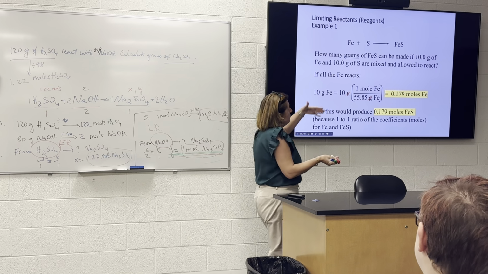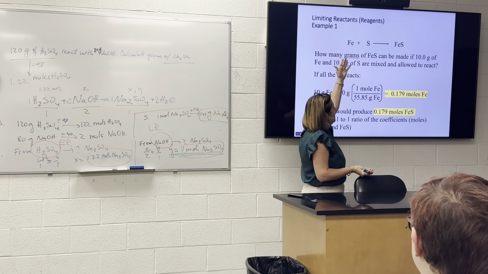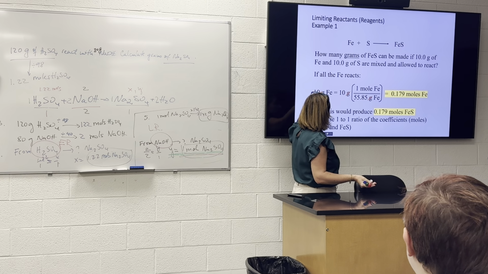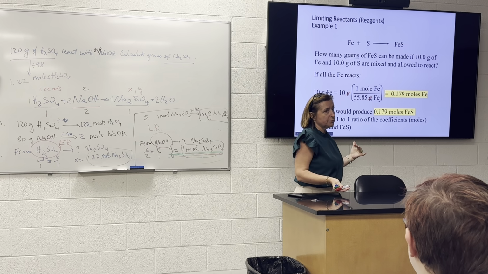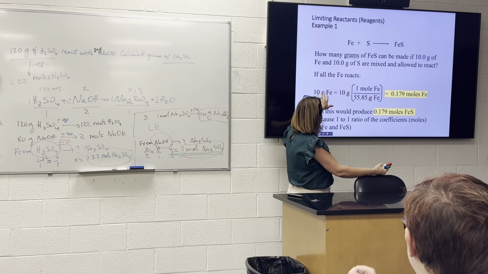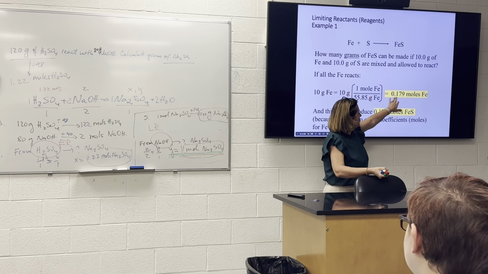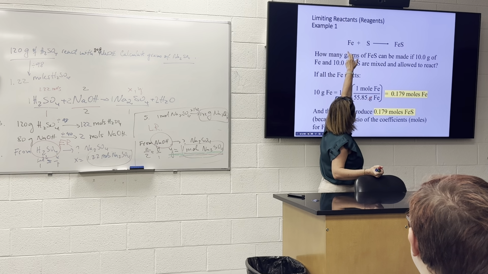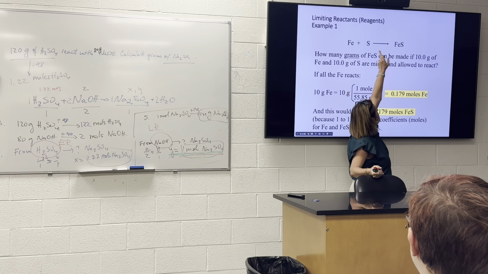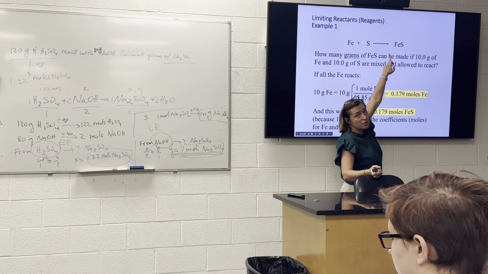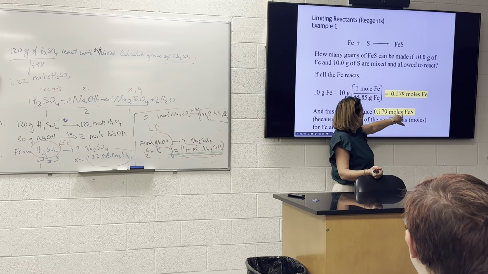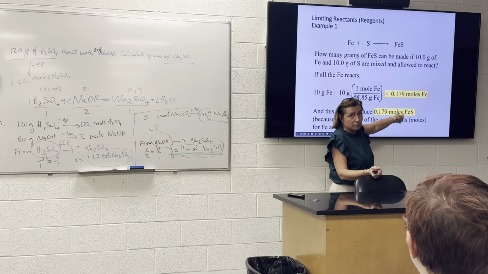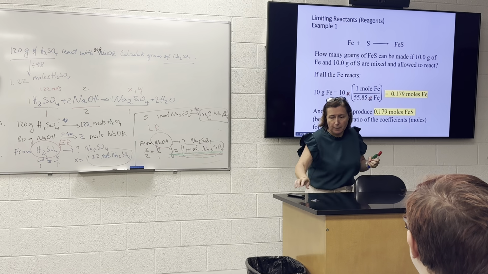So step 1, balance the reaction. It's already done. Step 2, or step 3, is make your grams into moles, right? So you take 10 grams of iron and you turn them into moles. You have 0.179 moles of iron. And if you use the iron to calculate FeS, because it's a one-to-one reaction, you're going to get the same number of moles of FeS. You with me? Okay.